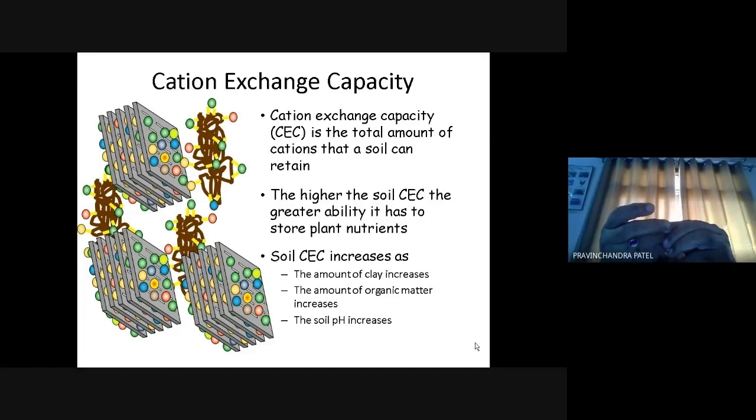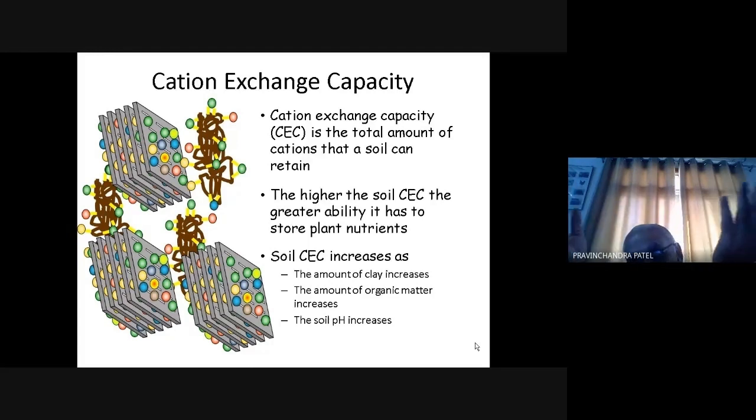So I told that montmorillonite clay mineral has higher cation exchange capacity as compared to kaolinite or illite. Montmorillonite has 80 to 100 cation exchange capacity, whereas kaolinite has only 3 to 15. And in sandy soil, kaolinite clay mineral is present, whereas in clay soil, montmorillonite clay is present, and that is why clay soils are more fertile than sandy soil. Then soil cation exchange capacity increases as the amount of clay increases.